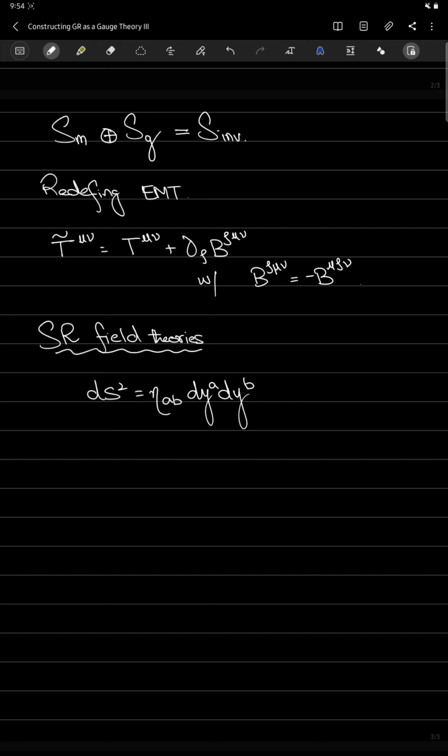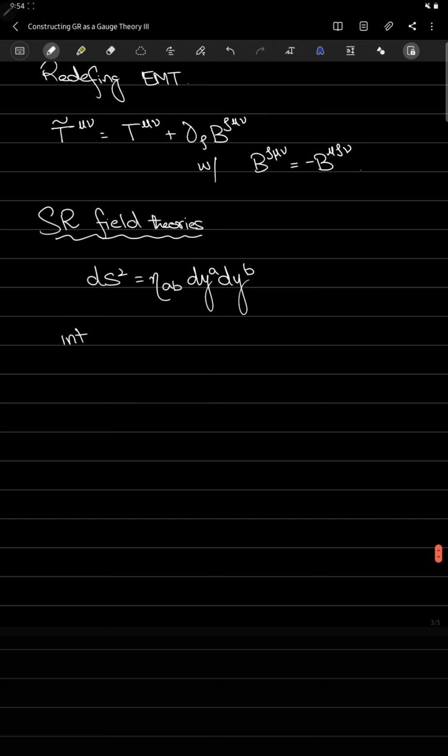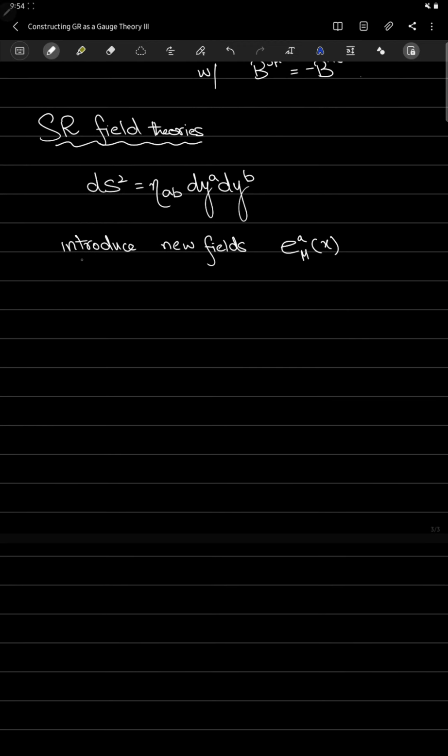So to this end, we will introduce new fields, and I'm going to call these fields E mu A of x. Now these fields are such that dy A is equal to E A mu of x times dx mu, right? And now with this in hand, I can rewrite the new space-time interval.